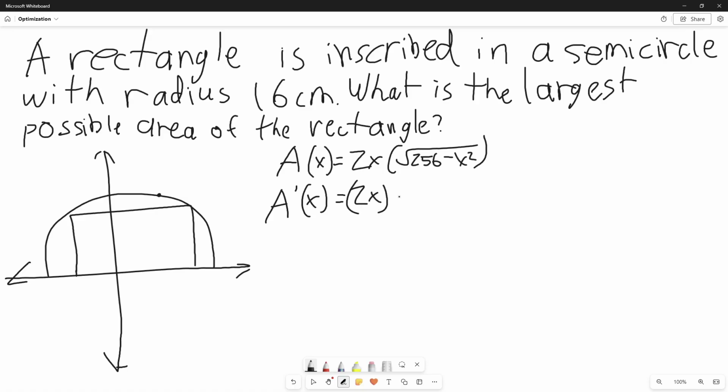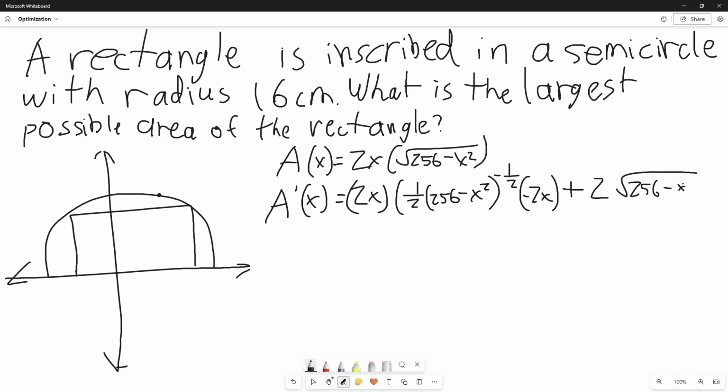2x times 1/2 times 256 minus x squared to the power of negative 1/2 times negative 2x plus 2 times the square root of 256 minus x squared. And now let's try to simplify this.